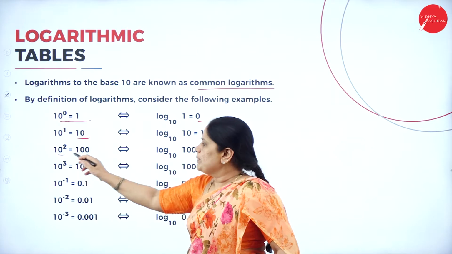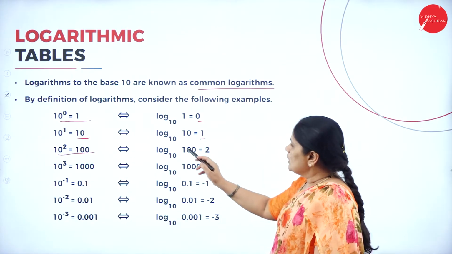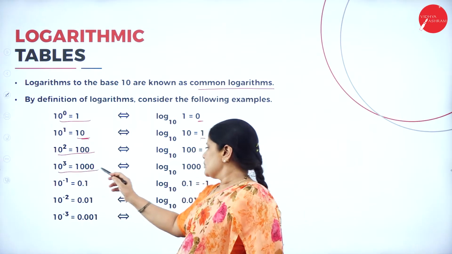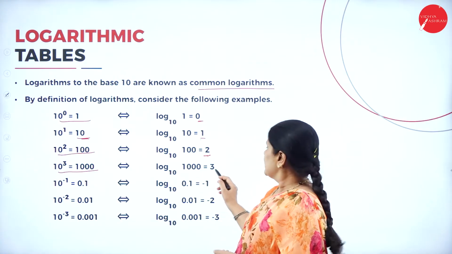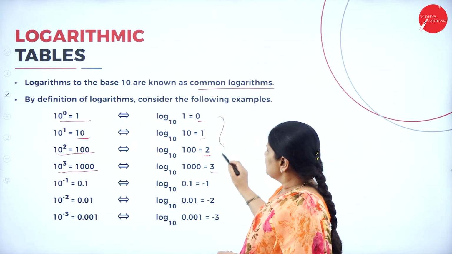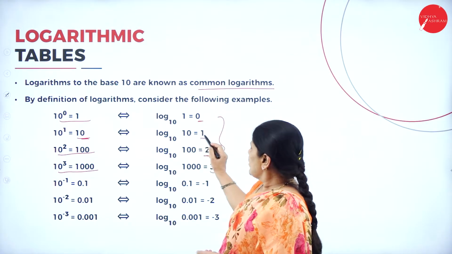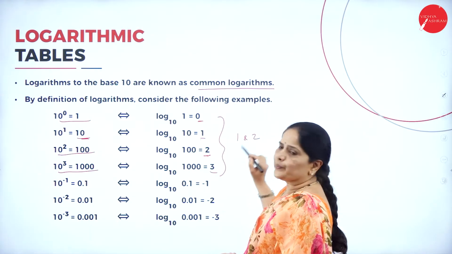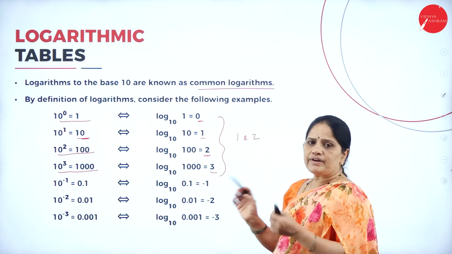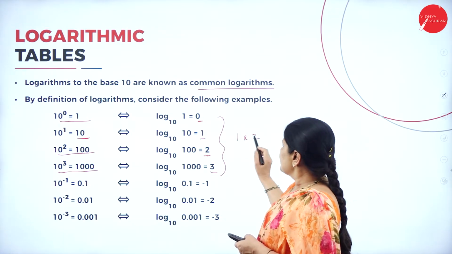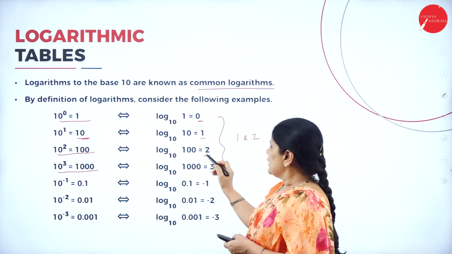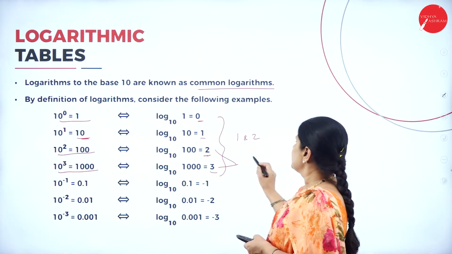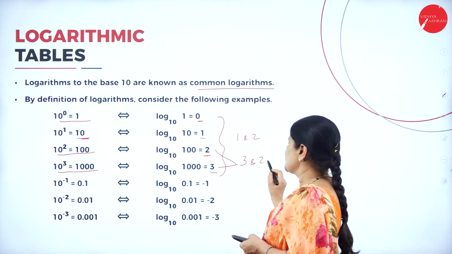Then 10 to the power 2 equals 100. So log 100 to the base 10 is 2. 10 to the power 3 equals 1000. So log 1000 to the base 10 equals 3. Now if you observe this, the log values of numbers between 10 and 100 lie between 1 and 2. So all the numbers, all fractions, decimals, everything, lie between just 1 and 2, and the log value of numbers between 100 and 1000 lies between 2 and 3.